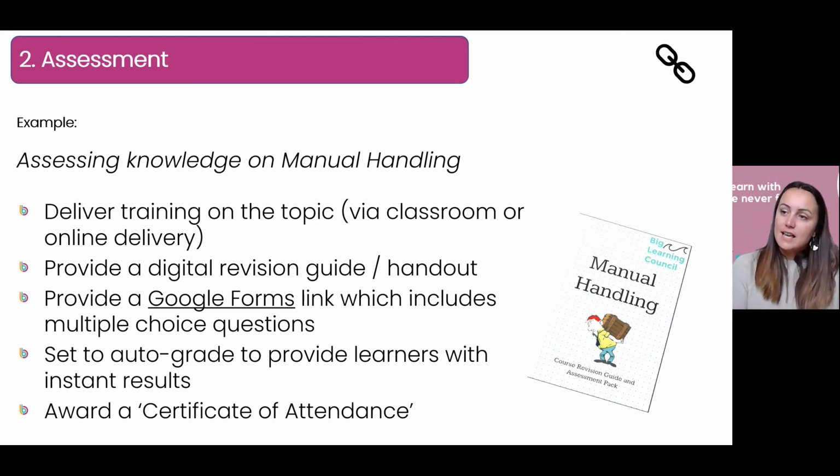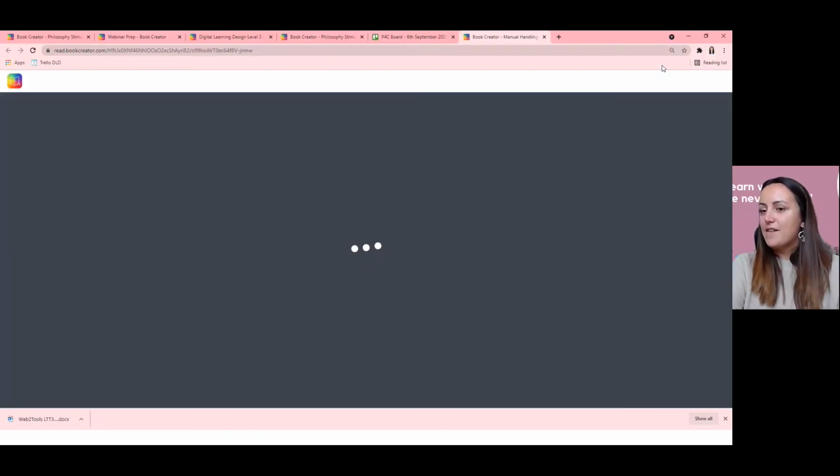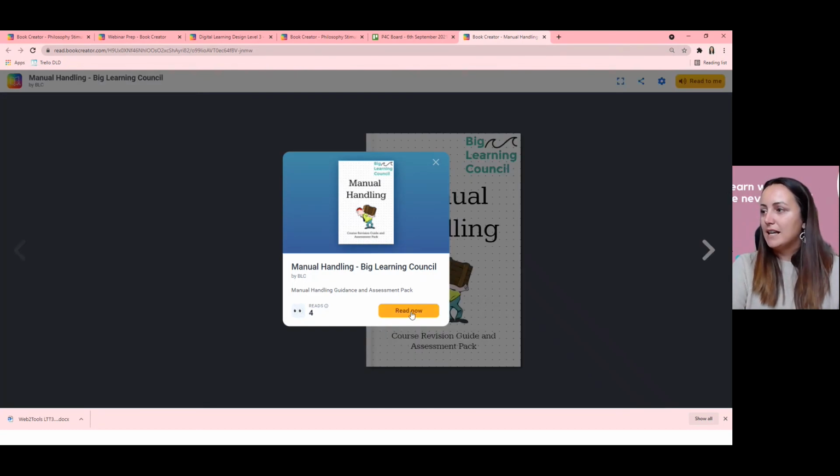Within the book then, just like I linked to a Trello board in the last one, this time you'd link to a Google form or a Microsoft form, whatever you've got access to. And that would include multiple choice questions which will grade themselves. And then once they've used the revision book, once they've completed the multiple choice test, as long as they pass, you can provide them with a certificate of attendance or whatever you need for your programs of study or schemes of work.